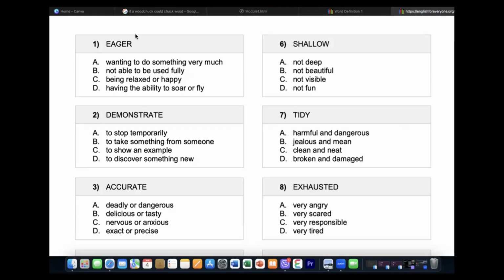In terms of vocabulary, we have 8 words. We're going to try and define each of them and then probably give examples for each one.